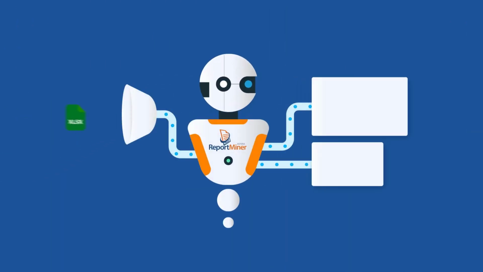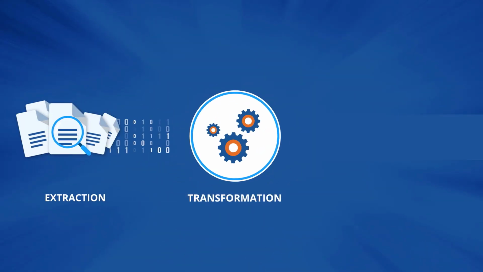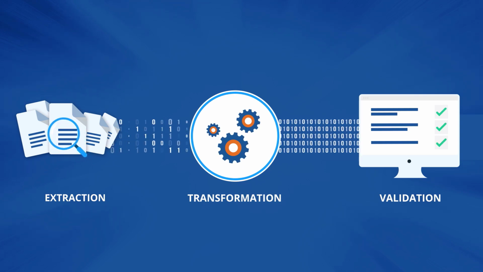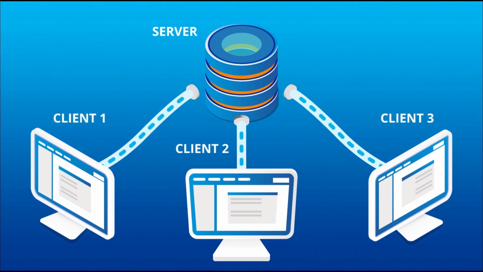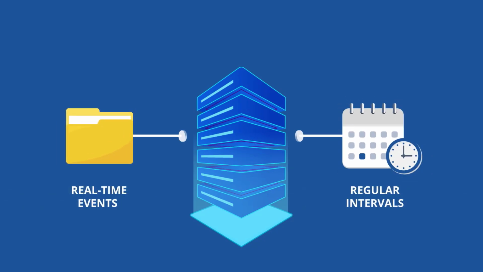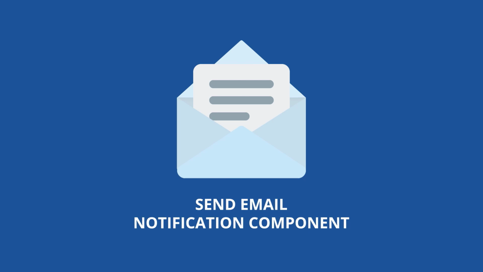Report Miner can make your data extraction process even more seamless with its automation ability. From extraction, transformation, and validation to loading the extracted data into the desired destination, Report Miner is designed so that any job you create can easily be deployed on the Astera integration server to be executed automatically, either at regular intervals or in real time, triggered by certain events such as the drop of a file. You can then be notified that your job has been processed with the Send Email Notification component.